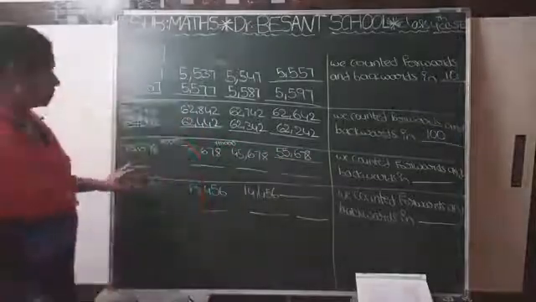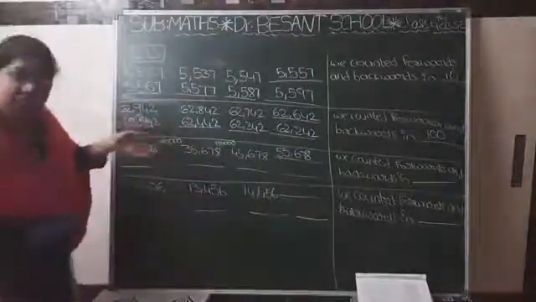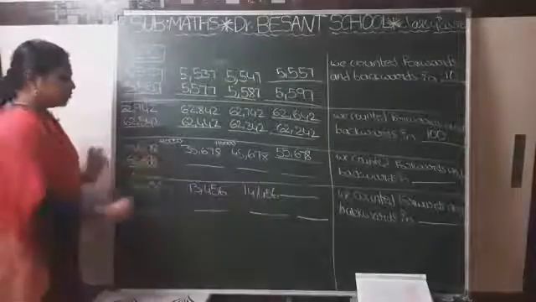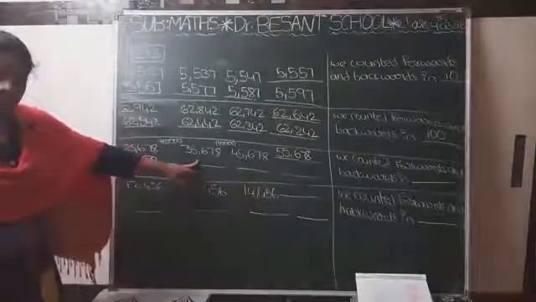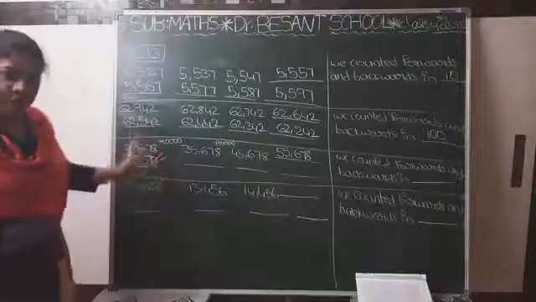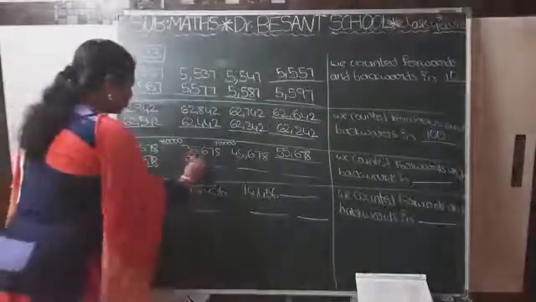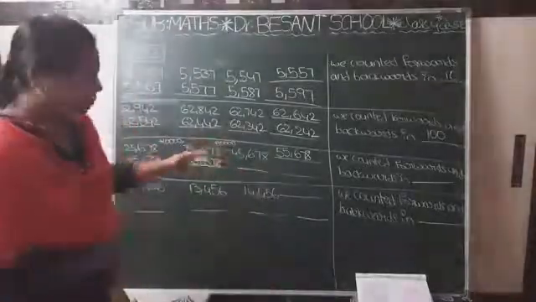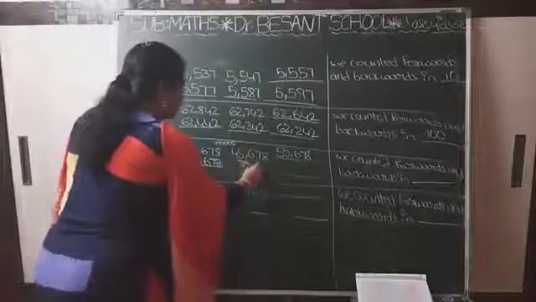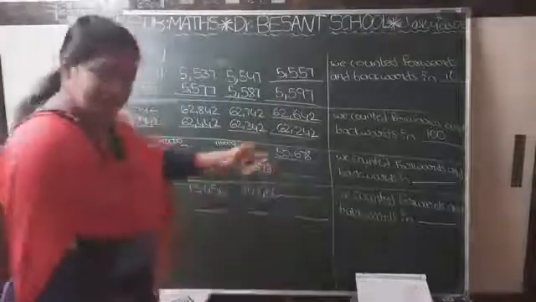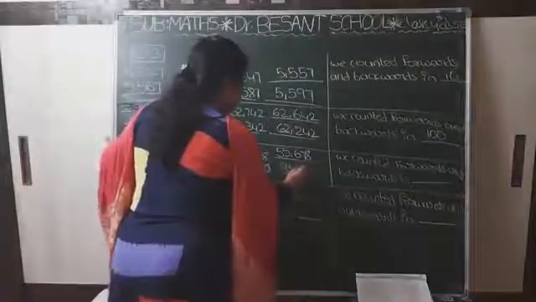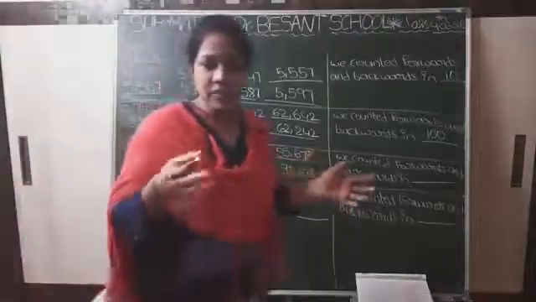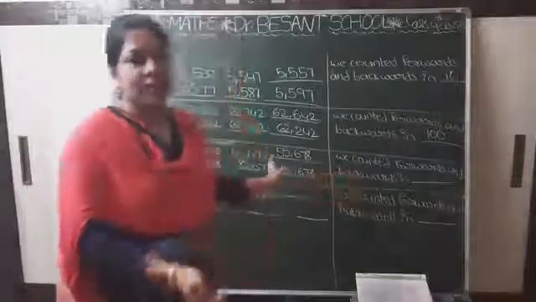What will be the next term, say children? 55 after 65,678. What will be the next term? 65,678 plus 10,000 is? 75,678. What will be the next term? 75 plus 10,000 is 85,678. 85 after? 95,678. Like this you have to do whatever the relation between the terms. Implement the same relation to find the next terms.